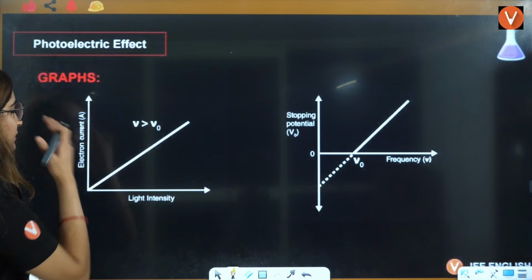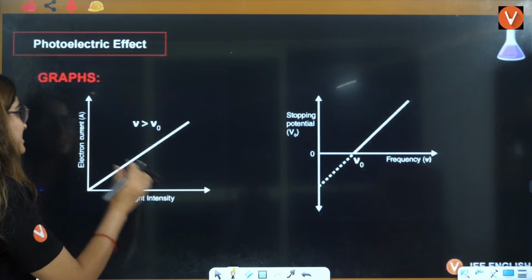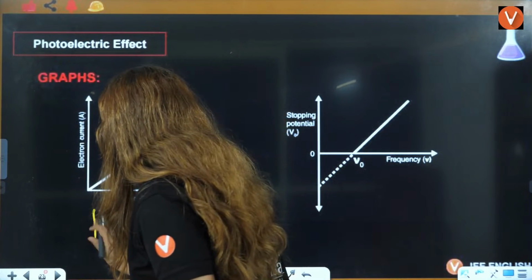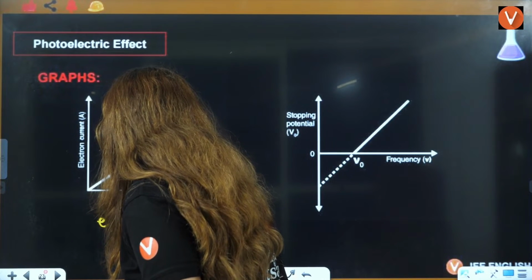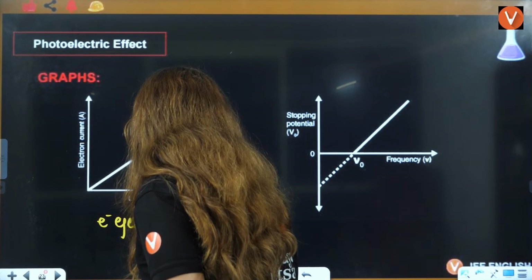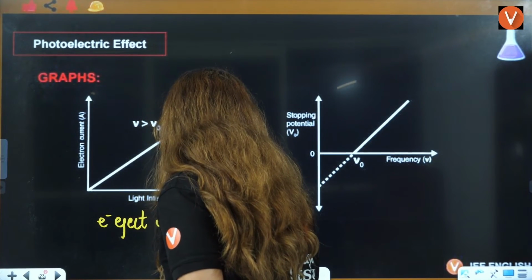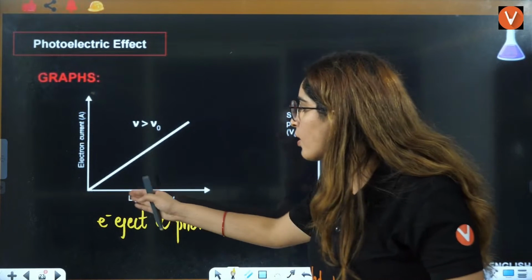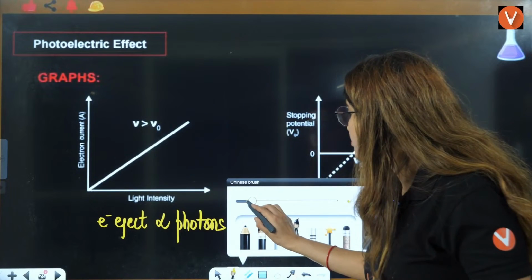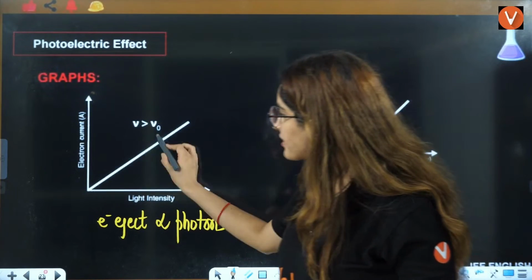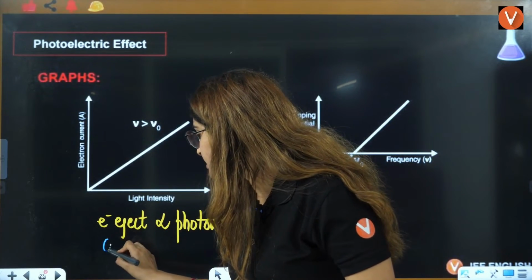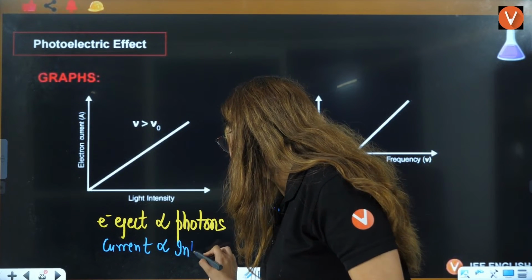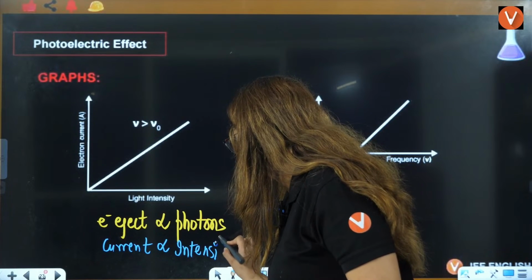Okay. Then if intensity is increasing, as I told you, the number of electrons ejected is directly proportional to the number of photons. So the more the number of photons, the more electrons are ejected, and the more the current. This is nothing but current, and this photon is nothing but intensity. Okay.